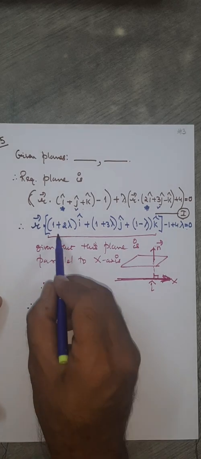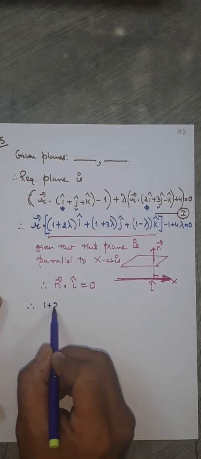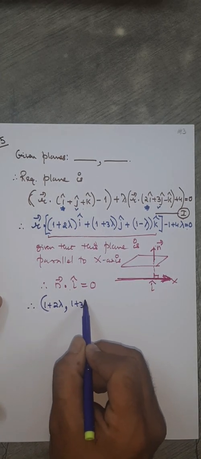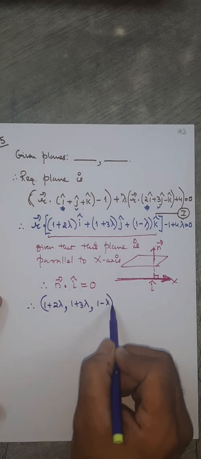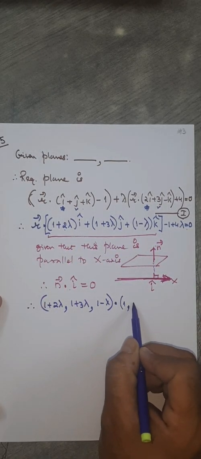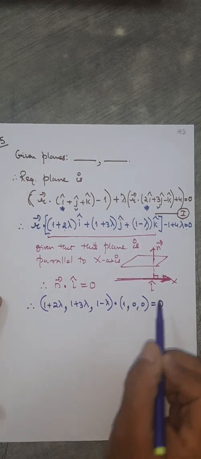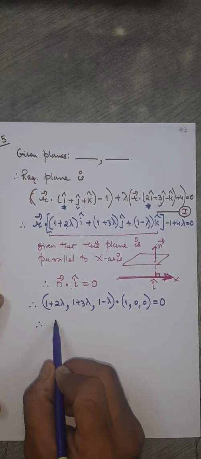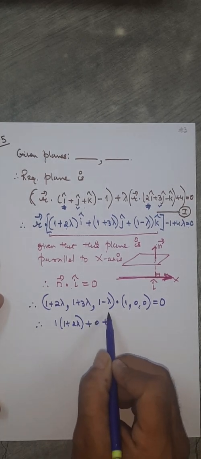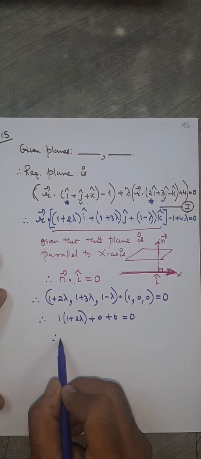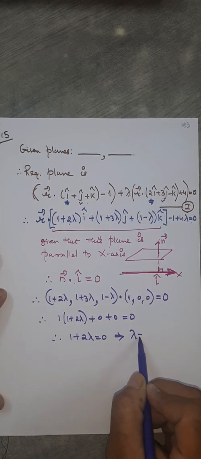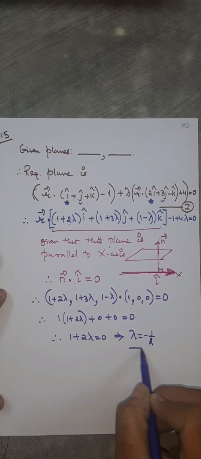So now what is the normal to the plane? That is this one: 1 plus 2 lambda, comma, 1 plus 3 lambda, comma, 1 minus lambda. This dot i cap, that is 1, 0, 0, equals 0. Just take the dot product. So 1 into (1 plus 2 lambda) plus this into 0 plus 0 equals 0, and therefore 1 plus 2 lambda equals 0, which implies lambda equals minus 1 by 2.